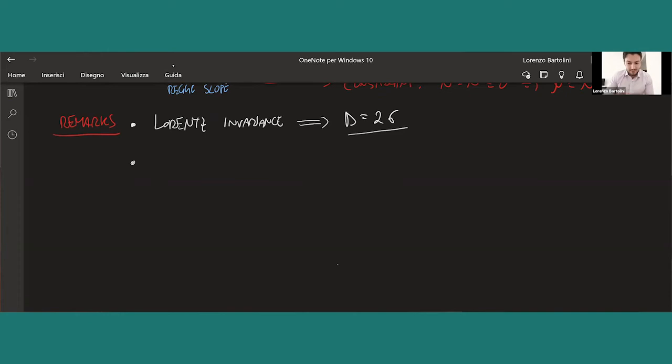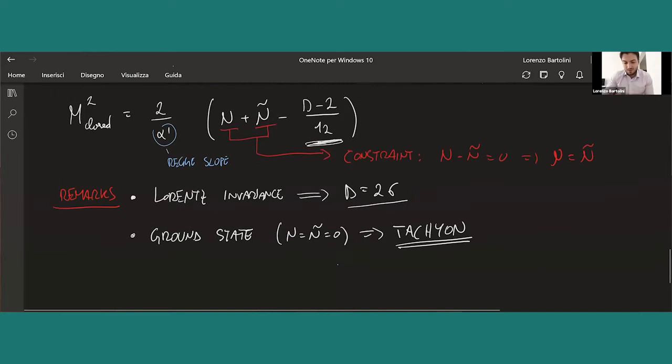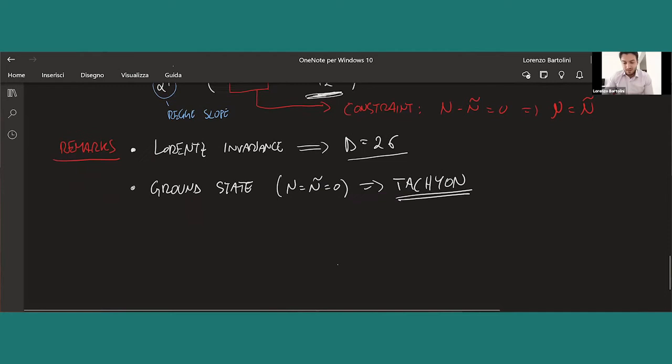The real problem at this stage is that the ground state, that is with n equal n tilde equal 0, is a tachyon. Because of course, here is minus 2, you put 0 and you obtain a negative square mass. And okay, this signals that there is an instability.